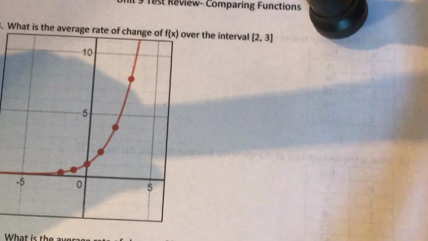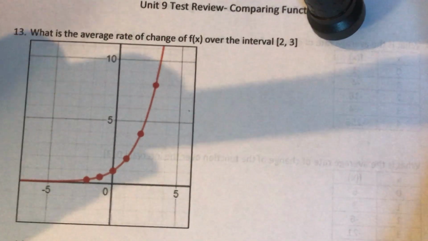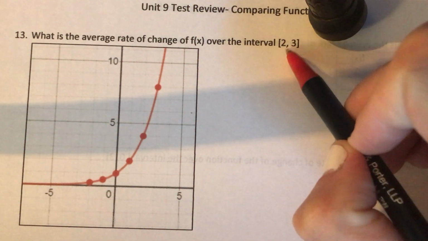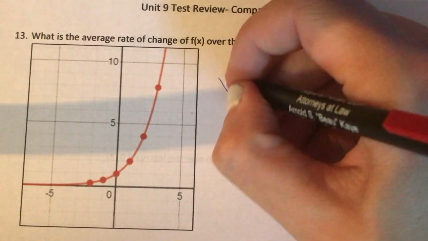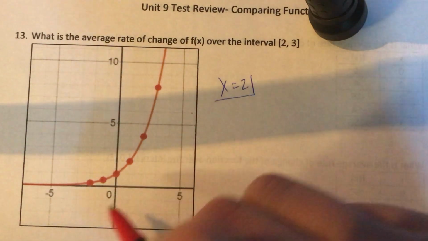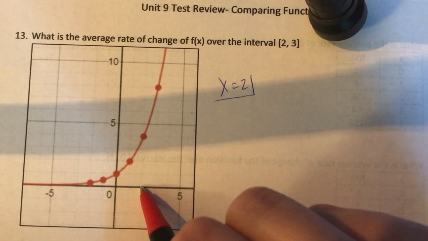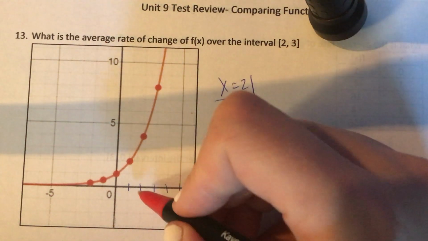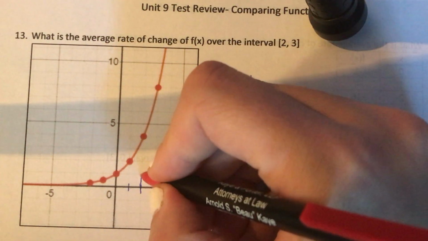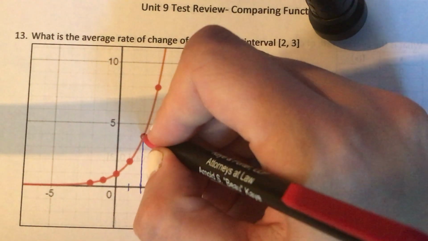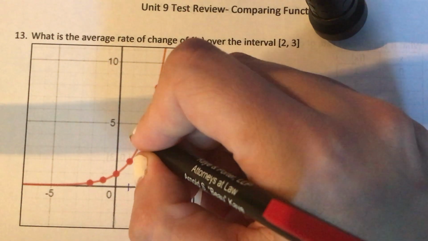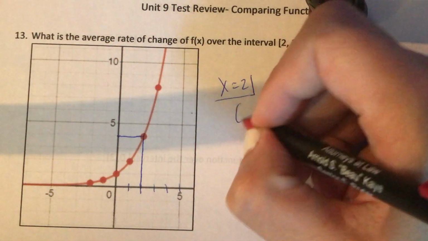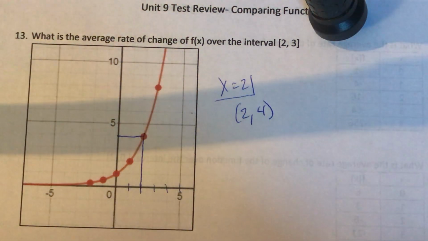Then it's going to be asking me: what is the average rate of change of f of x over the interval 2 to 3? Again, when x is equal to 2, this is 5, so this would be 1, 2, 3, 4, 5. So 2 is here. I'm going to go all the way up to where that point hits my graph, and then draw a line over. This is 1 right before 5, so it's got to be 4. So 2, 4 is my first point.